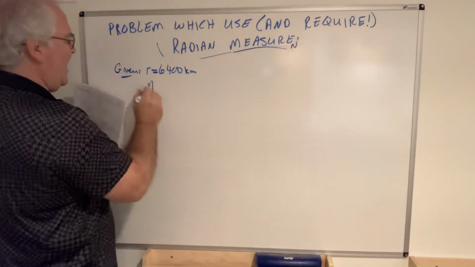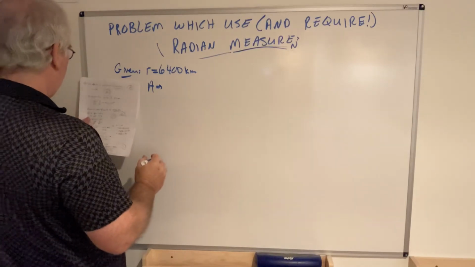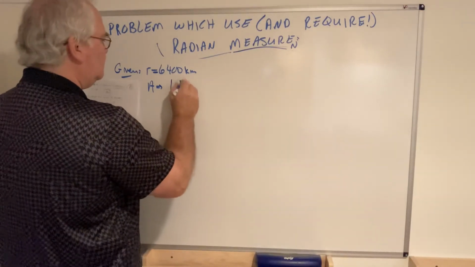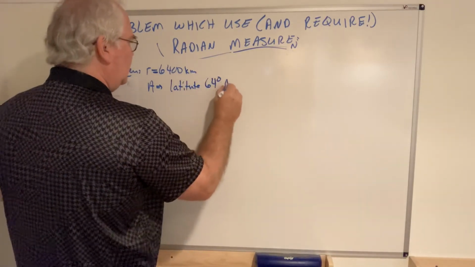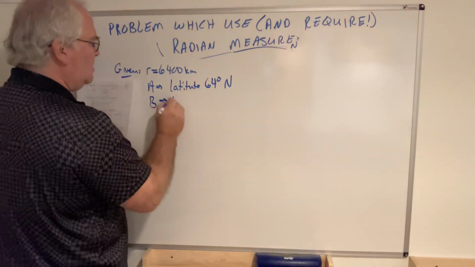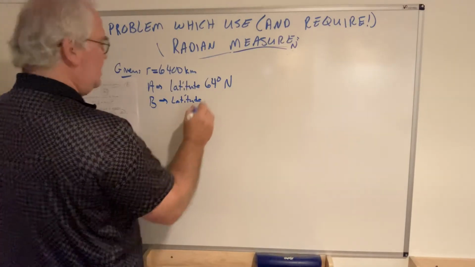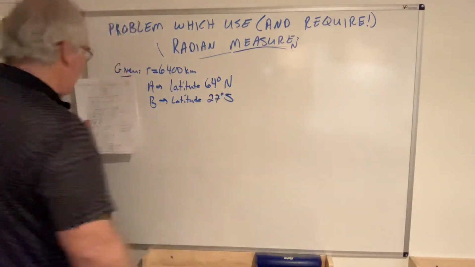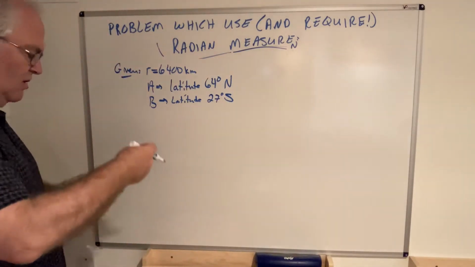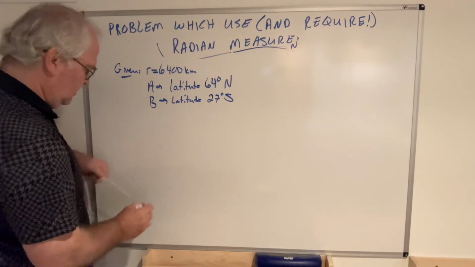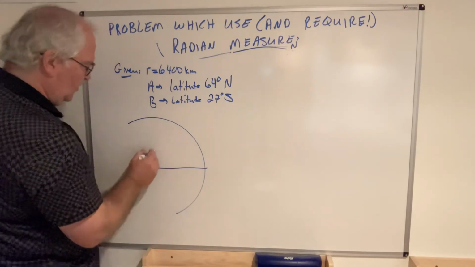We're given point A corresponds to latitude 64 degrees north. Point B corresponds to latitude, what do I have here? 27 degrees south of the equator. A picture might help to make sure we know what's going on here. So let's make a little representation here. This is my Earth. The Earth is actually much bigger than that.